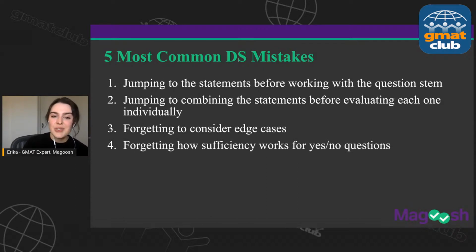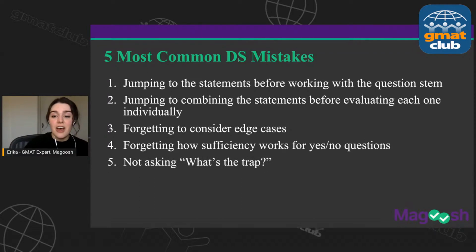Forgetting how sufficiency works for yes-no questions. So remember, the only way to prove a yes-no question insufficient is to get both a yes and a no. You need both. If you have a million yeses, sufficient. If you have a million no's, sufficient. If you have one no, sufficient. If you have one yes, sufficient. If you have both a yes and a no, insufficient.